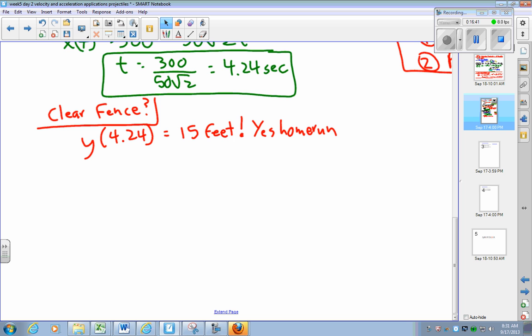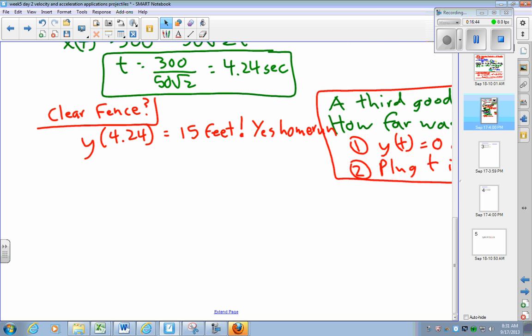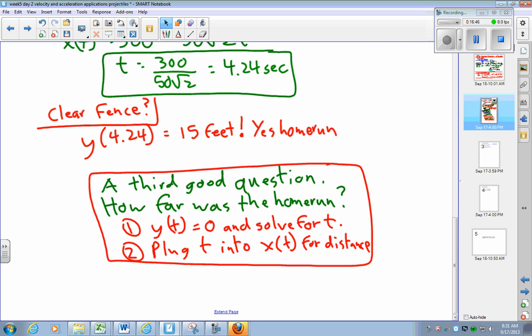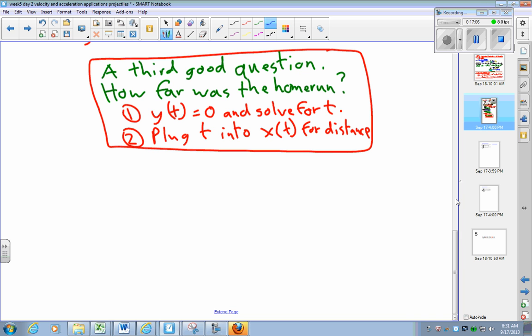I do want to show you a third question that could be a good one, and we won't do it. But a third good question would be, how far was the home run? I set up the two setups for you. You'd plug in, when is y of t 0? And once you find that, you can plug the t into the x for a distance. And now realize, when y of t is 0, this is a quadratic. You're going to get two answers, as you normally do with quadratics. I'll tell you, one answer is going to be a positive, one answer is going to be a negative.